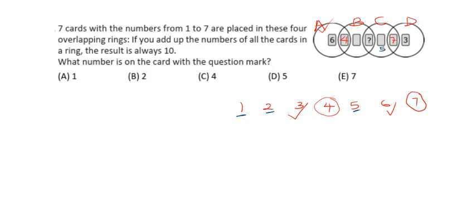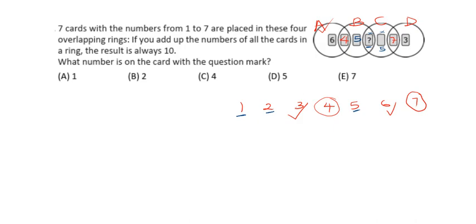5 cannot also be here because this 1 and 7 were in the same ring. So when you put 5 here too, it cannot go. So 5 cannot be here, 5 cannot be here. The only place that 5 can be is here. So put the 5 here. Is that clear?